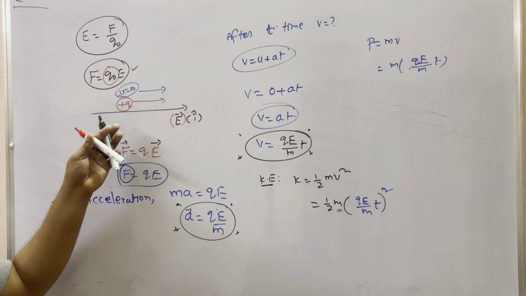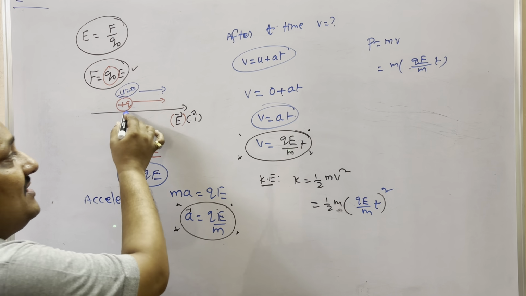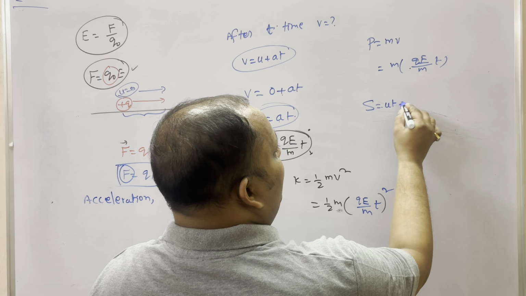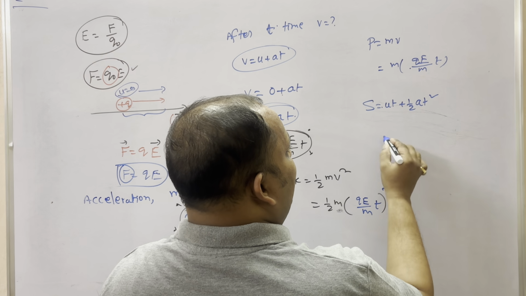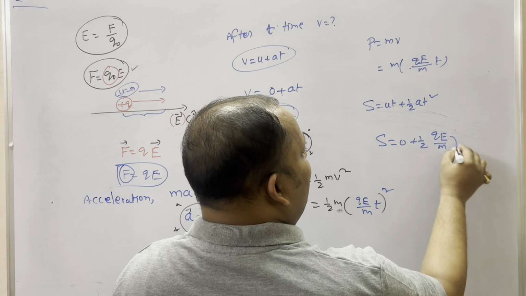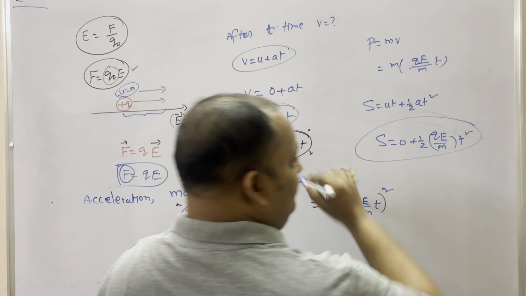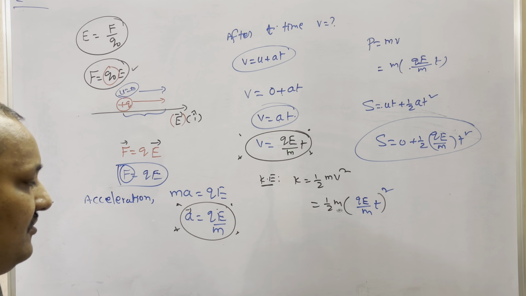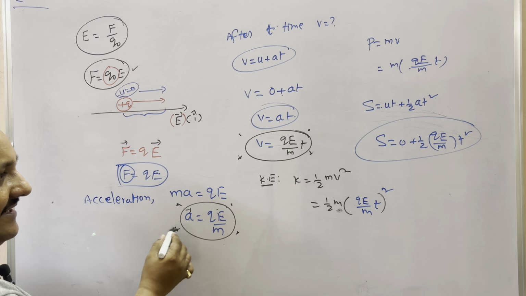Like this, how much distance or displacement is it going to move? S is equal to ut plus half at square. So 0 plus half QE by m into t square. Like this, they are going to ask. You have to practice once you get the idea of this acceleration.